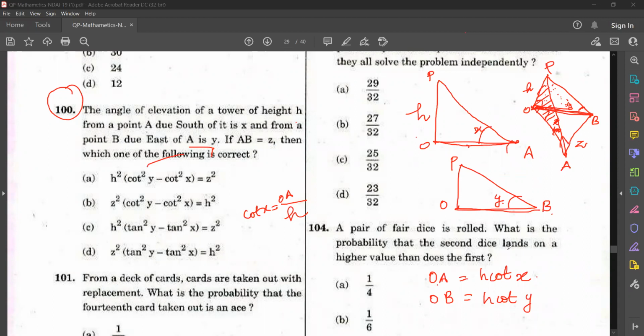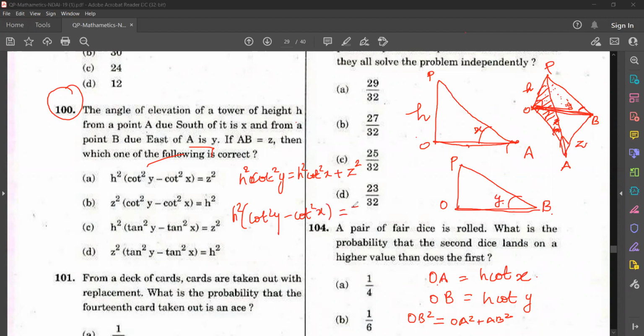So here we can apply Pythagoras theorem. OB square is equal to OA square plus AB square. Okay, so I'm writing the remaining portion here. What is OB I have got? I have got OB as H cot Y. So OB square means H square cot square Y is equal to OA square. OA is H square cot square X plus, sorry, what is AB? AB is given as Z square. So that is H square into cot square Y minus cot square X is equal to Z square.